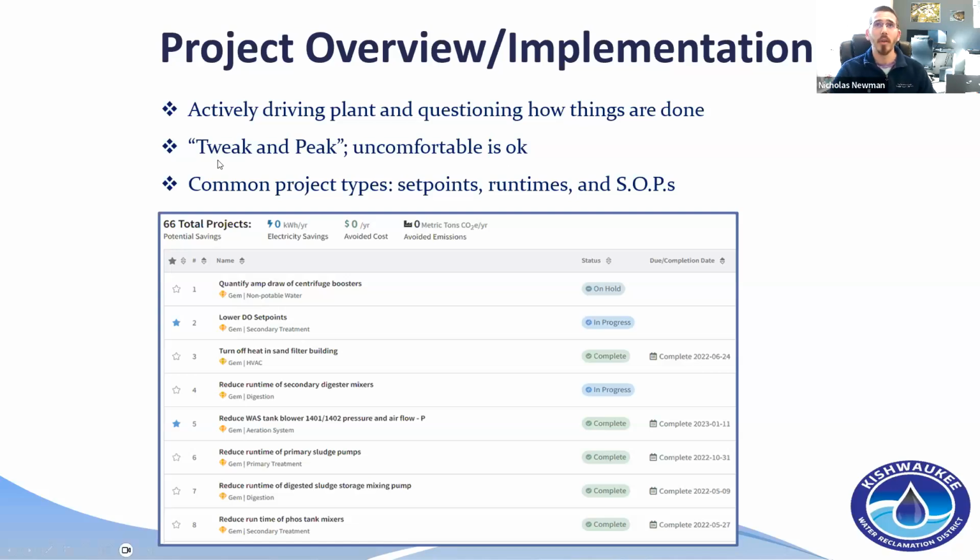As far as actually implementing these projects, which I will go over a lot of coming up, our philosophy is something called tweak and peek. The idea is you make very small changes to a specific part of the treatment process, and then you take a step back and see what the effect is. What is the effect on our effluents? How is it affecting our equipment? How is it affecting our ability to biologically denitrify and remove certain nutrients?